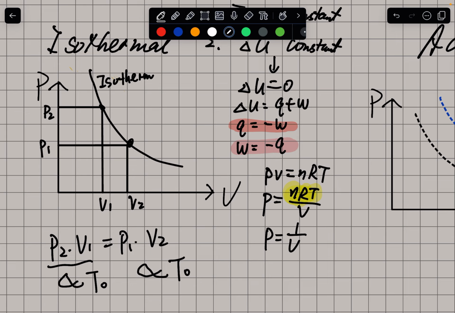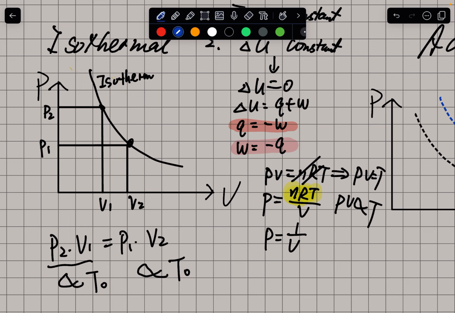And then you might ask, why is PV directly proportional to T? Because you can also derive it from this equation, where we know that n is constant and R is constant. So PV equals nRT, so PV is really directly related to T, okay? All right, so this is the isotherm.